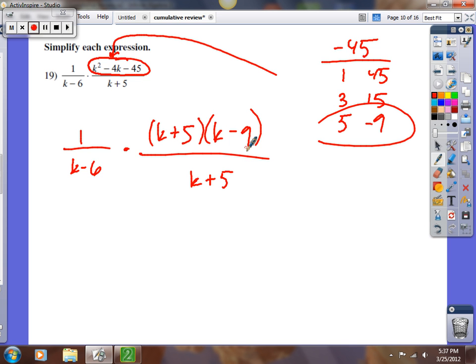Alright, now because it's just one term on top, because they're separated by times, I can cancel. So this k plus 5 on bottom and this k plus 5 on top cancel out, and that's it. On top, your final answer, you just got a k minus 9, and on bottom you got a k minus 6.